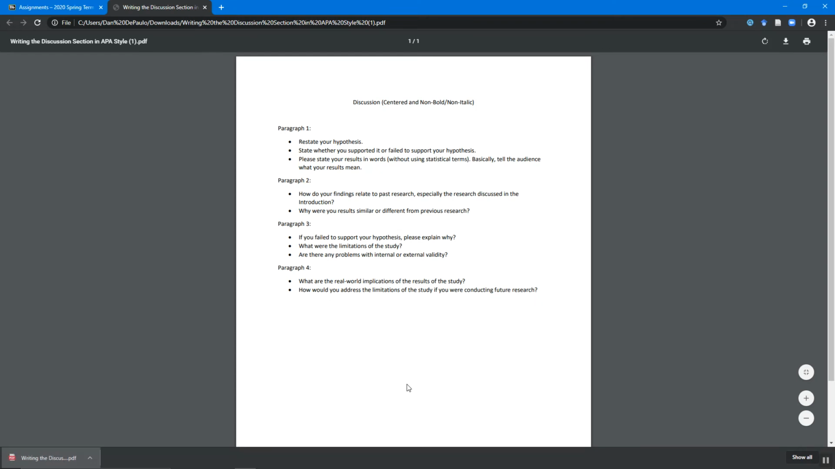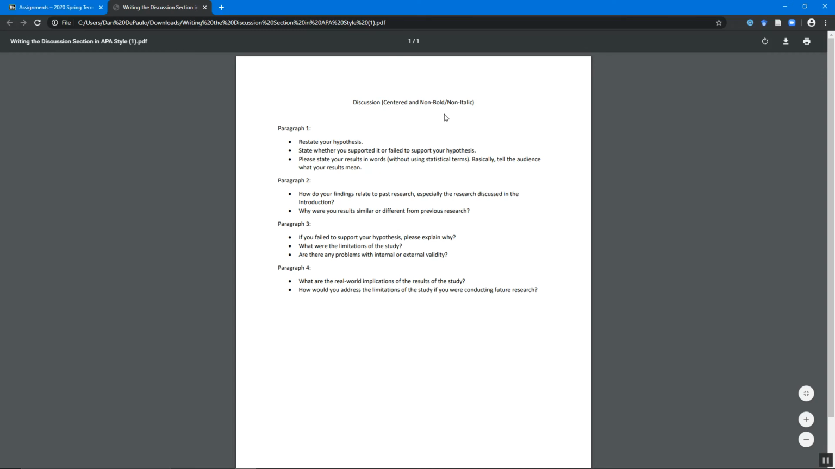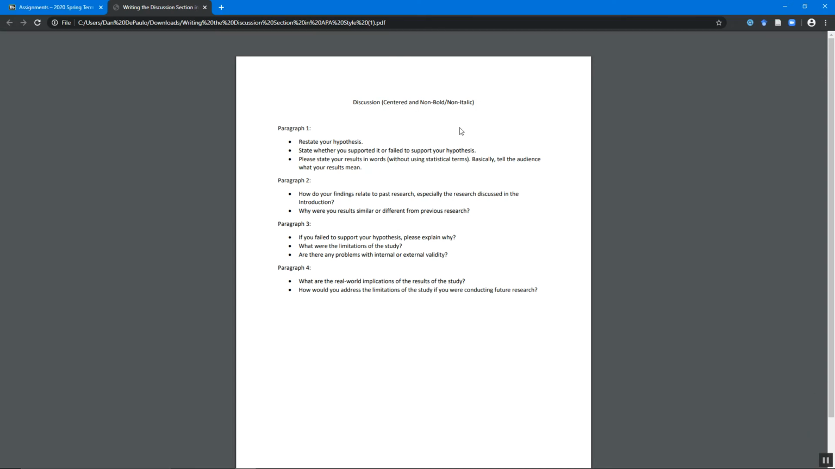This is going to be 4 paragraphs. You're going to write the word discussion at the top, centered, not bold, not italics, right? There are no subheadings. You'll have subheadings for the method section, but there are no subheadings here. First paragraph, restate your hypothesis. We had 3 hypotheses here. You want to restate them, and then tell me whether you supported or failed to support your hypothesis.